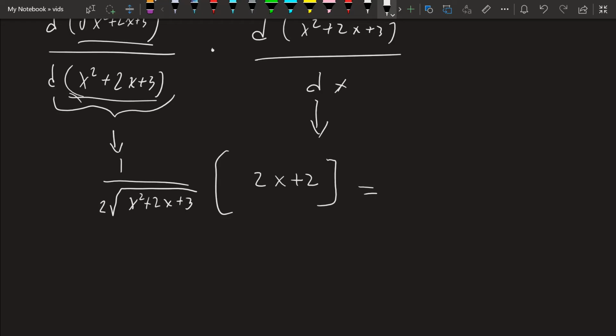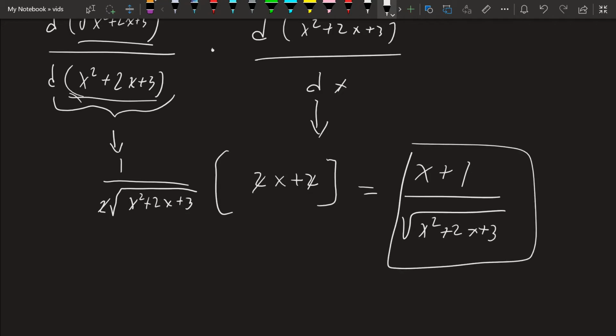Actually, we can further simplify. We can factor out the 2 from here, and it cancels with the denominator. We're going to be left with x plus 1 over the square root of x squared plus 2x plus 3. And this is how you use the chain rule.